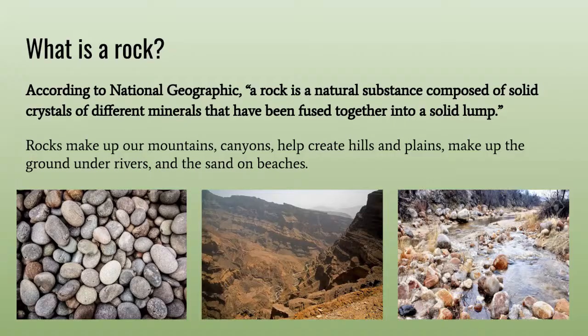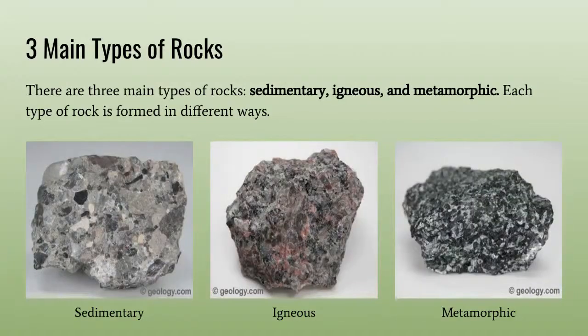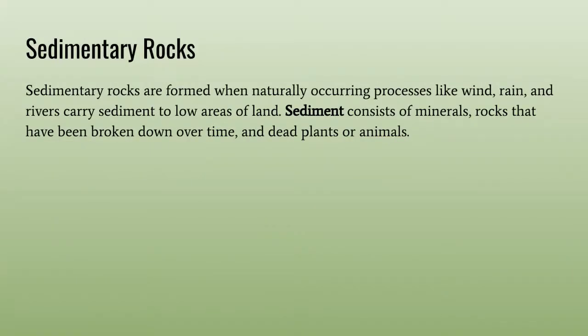Rocks make up our mountains, canyons, help create our hills and plains, and they also make up the ground under riverbeds and the sand on beaches. So the three main types of rocks are sedimentary, igneous, and metamorphic, and each of these types of rocks is formed in different ways.